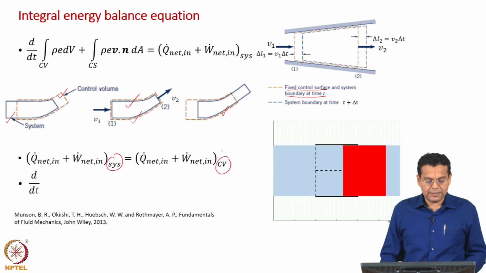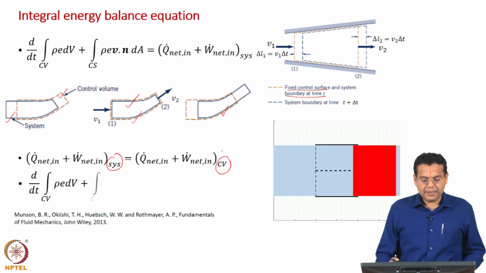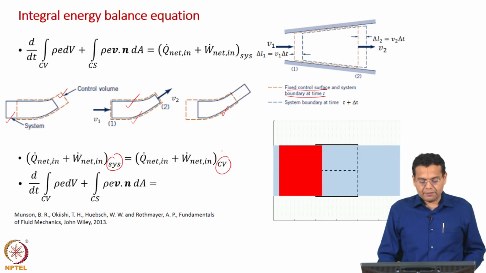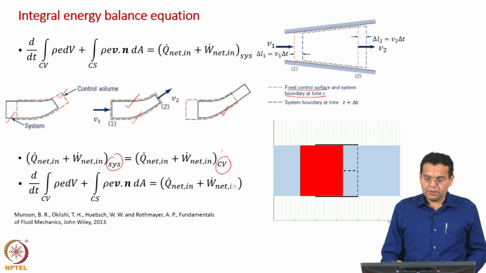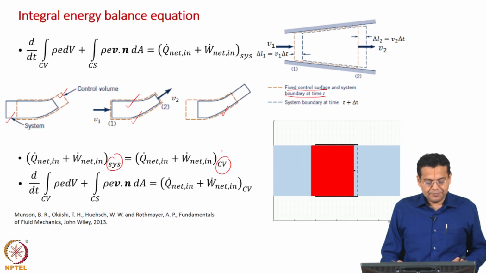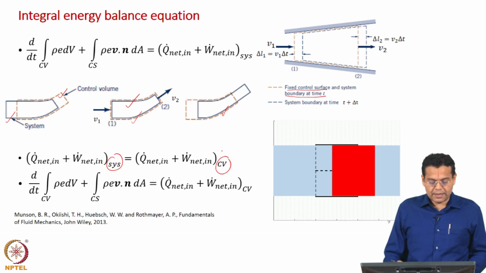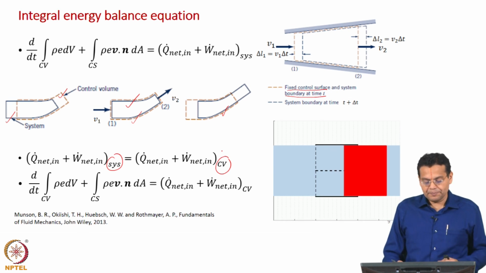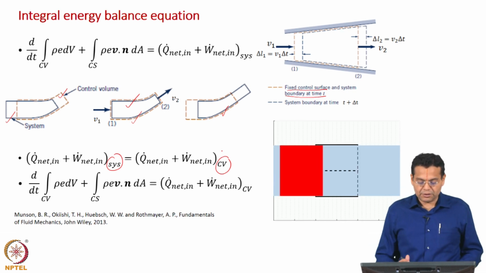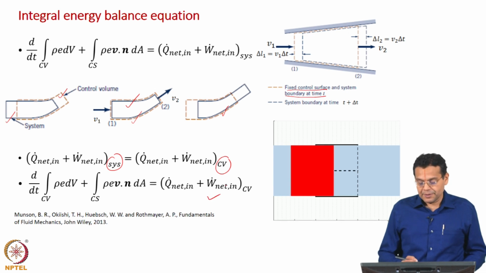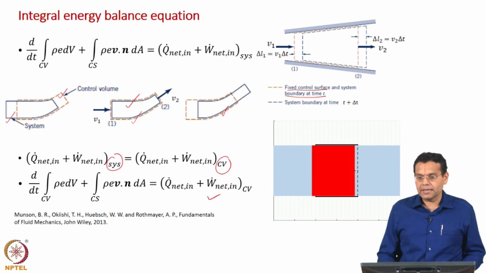So let us now write down the complete integral energy balance equation, where all the terms now correspond to the control volume. So left hand side we have the rate of change of energy for the control volume, second term is net rate at which energy leaves the control volume through the control surface, and now right hand side net rate at which heat is added, and then net rate at which work is done on the contents of control volume.